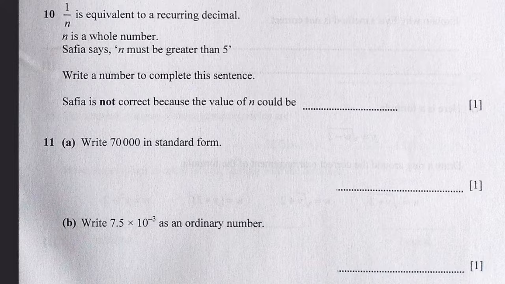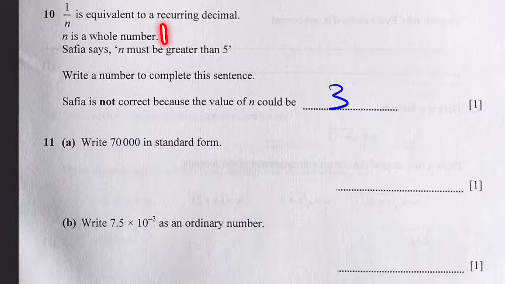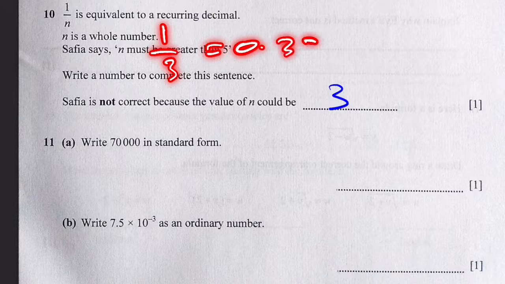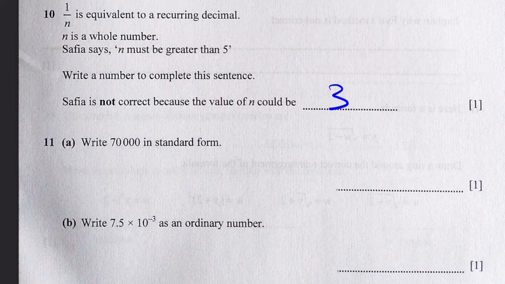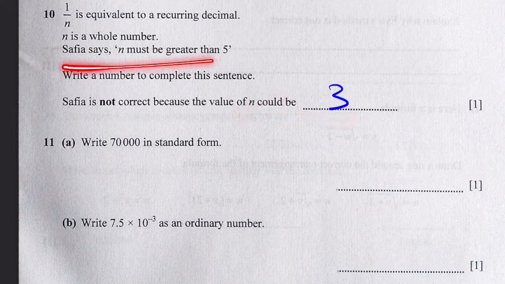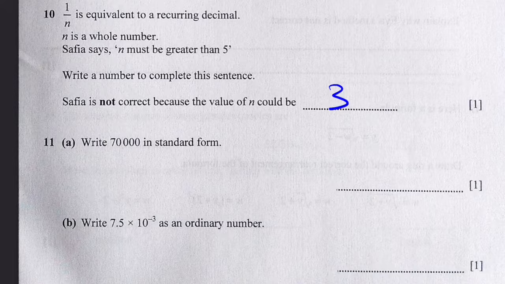Safia is not correct because the value of n could be 3. Why? Because 1 by 3 is equal to 0.33333, it continues, which actually is written like this with a dot on top of the 3. And 3 is a whole number, right? So we can say that n can be 3 and Safia is wrong. And that is our answer. We have to write 3 in the blank.